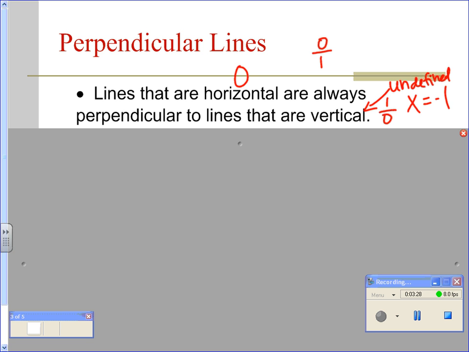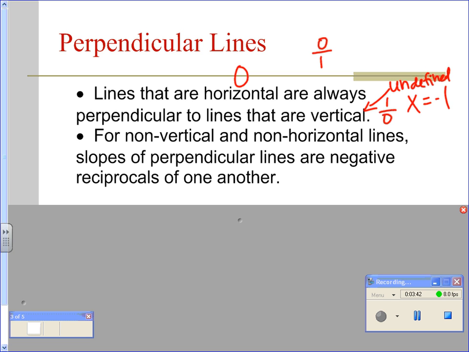Okay. So if we are looking at horizontal and vertical lines, perpendicular, well, one of them will have a slope of 0, the horizontal line, and then the vertical line will have an undefined slope. But if we're not looking at horizontal and vertical lines, the slopes of the perpendicular lines are negative reciprocals of each other. The horizontal and vertical lines are a special case. Otherwise, for perpendicular lines, the slopes are the negative reciprocals.